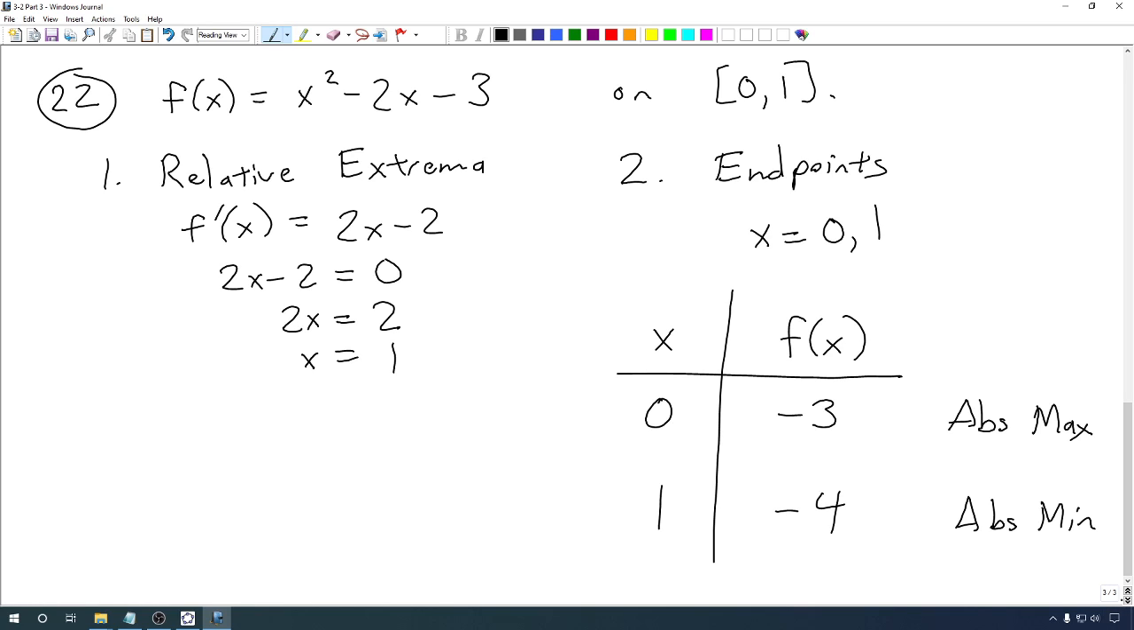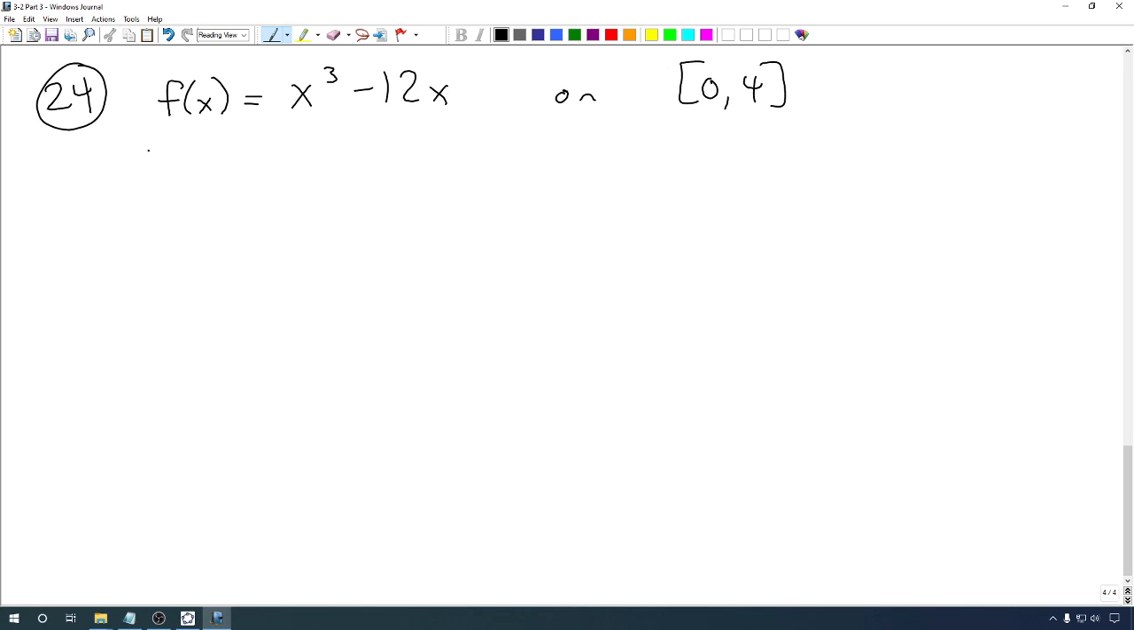Now let's do that without actually looking at the graph first on another problem. Let's look at problem 24. Here we have a function f of x is equal to x cubed minus 12x, specifically on the interval from 0 to 4. Again, we are going to first identify any critical points, and we're not going to identify them as relative maximums or relative minimums. We're just going to identify the critical points.